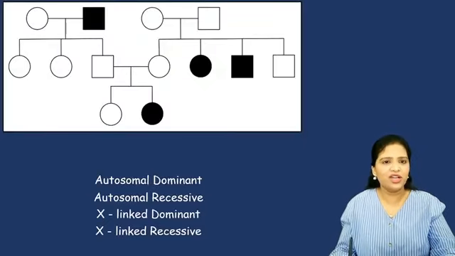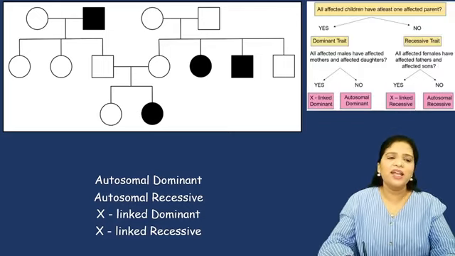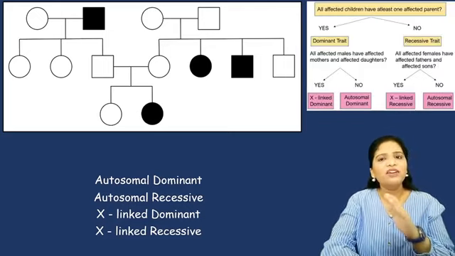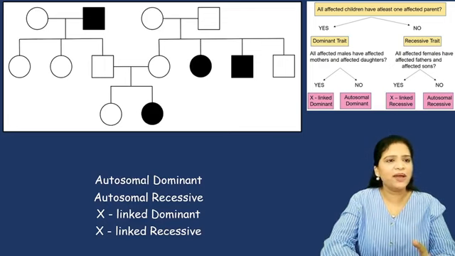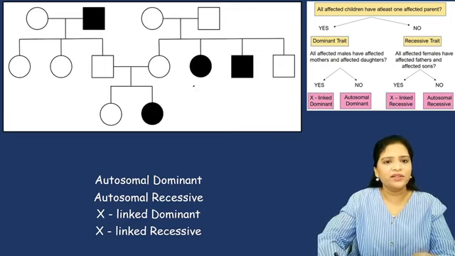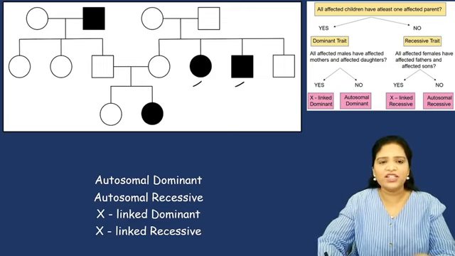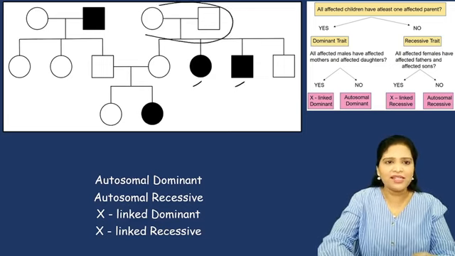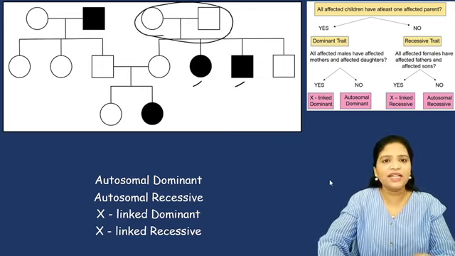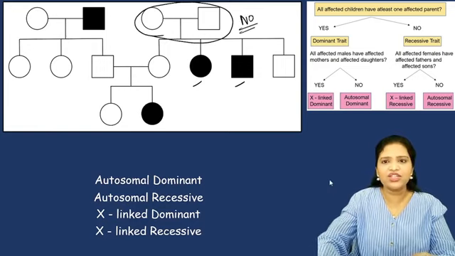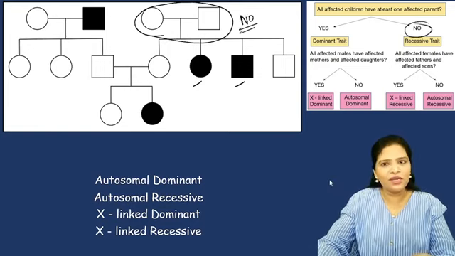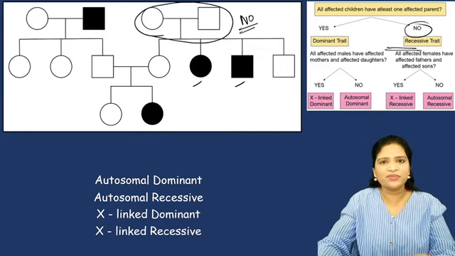So let us see another example. Look at this chart, this pedigree chart. What type of inheritance pattern does this show? Apply the formula. All affected children have at least one affected parent. So here one affected child, okay. So look at their parents. The parents are not affected. That means the answer for your first question is no. So no means this is a recessive trait.